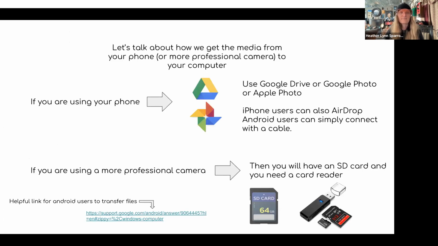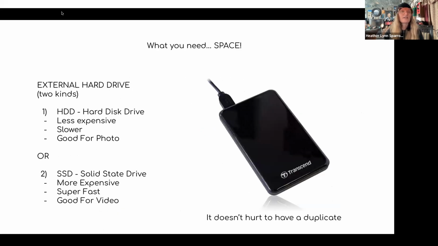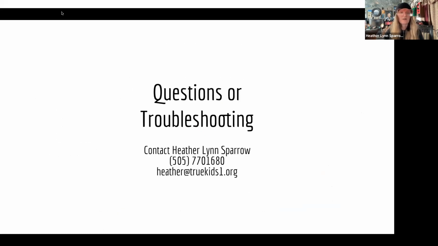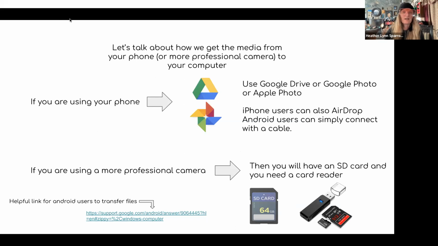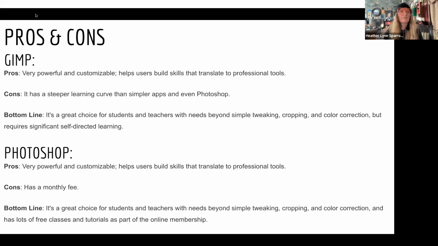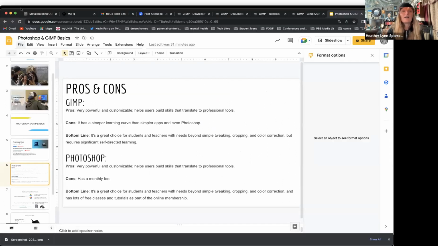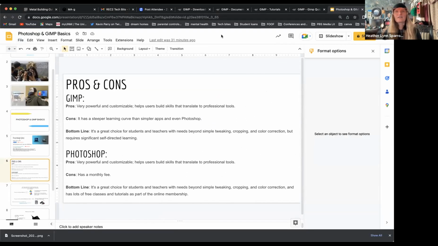So moving on. Okay, so let's talk about how we get media from your phone or your professional camera to your computer. I want to see if I can, oh, look at that. Oh my goodness, I've gone through all of my slides all at once. How do we go back? There we go. Okay. I'm just going to try to open up my tabs now. There we are. Okay, super.